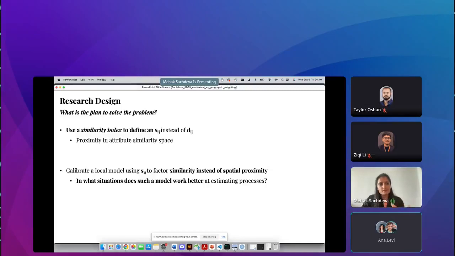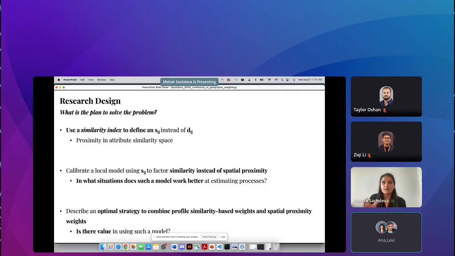By defining this similarity index using multi-dimensional scaling measures, I'm able to then build a weighting matrix in the attribute space. Once we have that weighting matrix, we can then run the local models by taking locations closer in attribute space together and running the location-specific model for each of those locations, and then understanding the similarity-based weighting associations as we would for the spatial weighting associations. So then I calibrate the local model using this new weighting matrix.